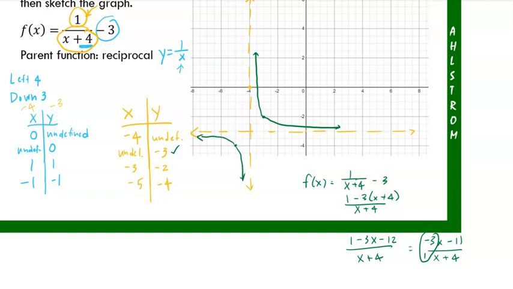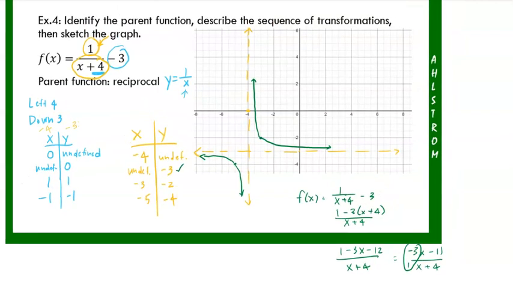Just like that. And I can compare it to the parent function. I can make this graph look really messy. Okay. The vertical asymptote moved left 4. And then my horizontal asymptote moved down 3.